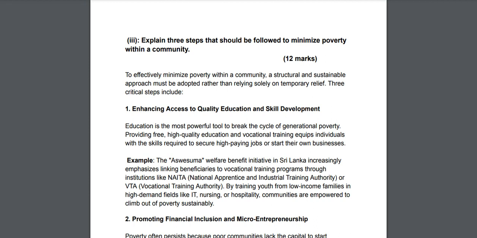So here you have to understand, you have to write 3 steps. Okay, so also to minimize poverty within a community. So that is the point. You have to write 3 steps which we can use to minimize poverty within a community. So first you have to understand the question carefully, and after that you can make a simple plan to do your answering. In order to answer the question, first you have to plan that.